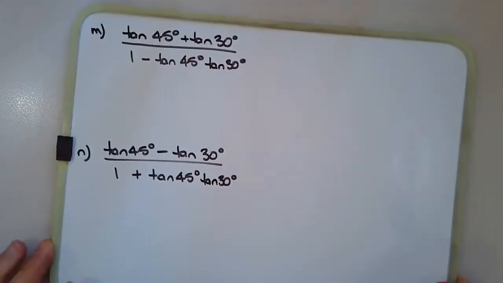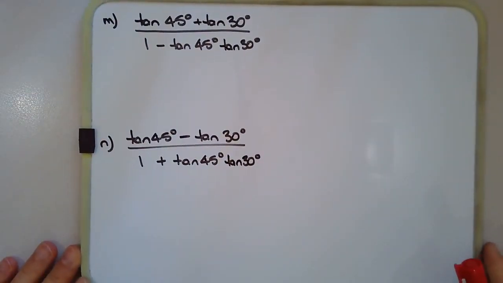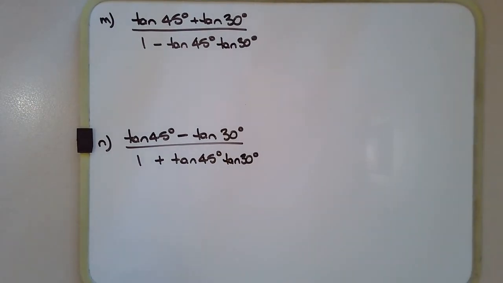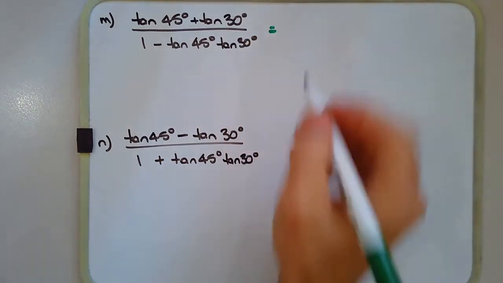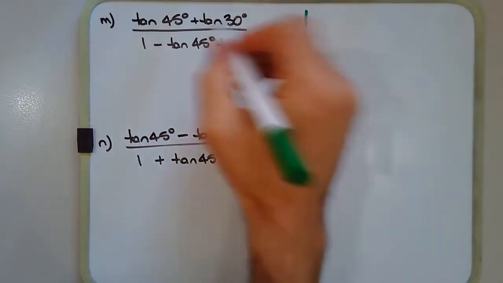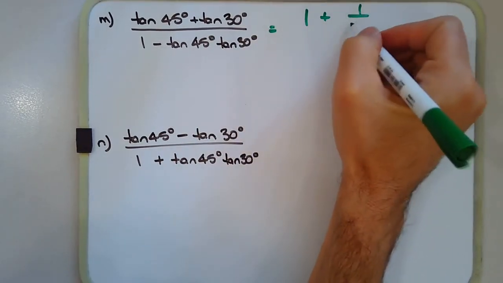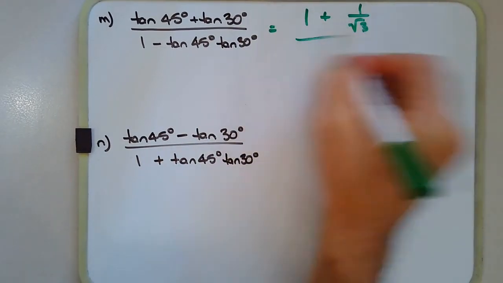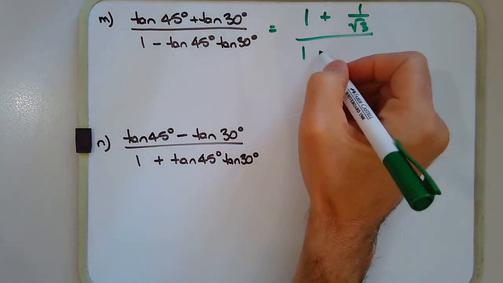A couple more. Tan's been left out of the whole picture, and tan's getting very lonely. So let's involve tan in something. So, tan of 45 plus tan of 30 degrees over 1 minus tan 45 tan of 30. What's going on here? Tan of 45 is just 1. Tan of 30 is just 1 over root 3, all over 1 minus.